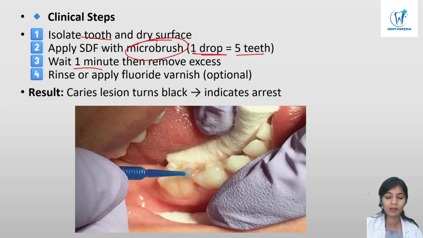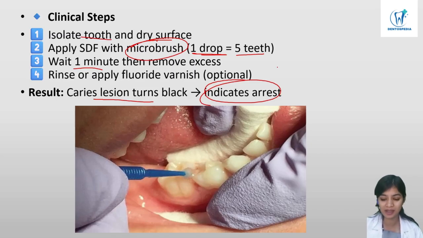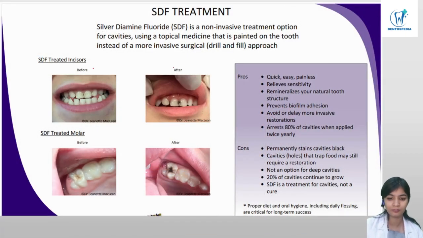Now you can see the caries lesion turns black. It is indicative that the caries has been arrested. You can see in the image the incisor after the arresting of the lesion, it has become black. You can see in the molar as well, it has turned black.